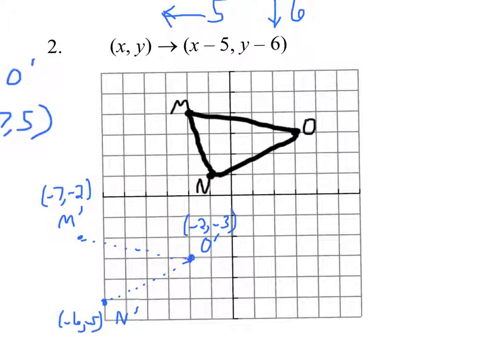And what you notice about translations is that the shape and the angles are the same. We call that an isometry. It has just moved.